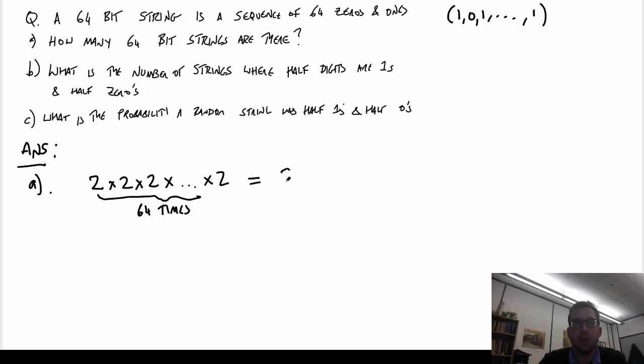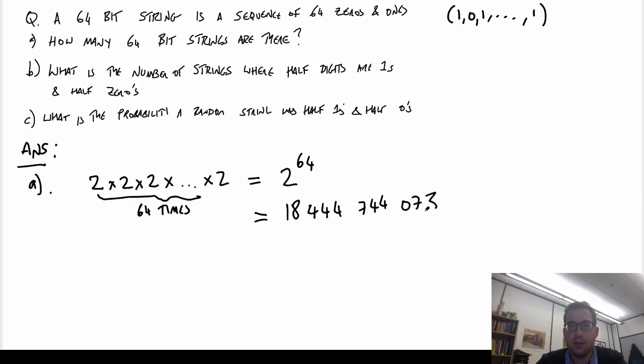Okay, so now we've got 2 to the power of 64. We can write down what that is. It's 1844473070395511616. So it's a bit like 18 times 10 to the power of 18, roughly. So it's a ginormous number.